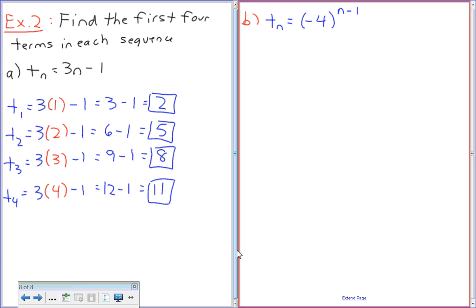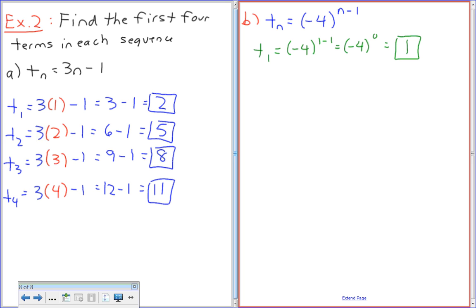Tiana, I'm picking on you. What's T1 going to equal, please? Okay, so anything with a 0 exponent is going to be 1, positive or negative. It works that way. All right.